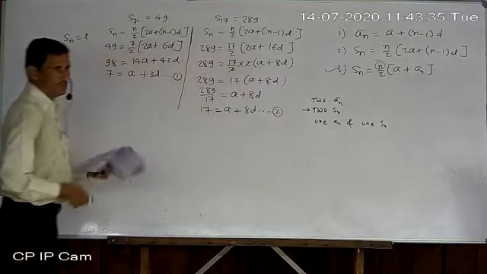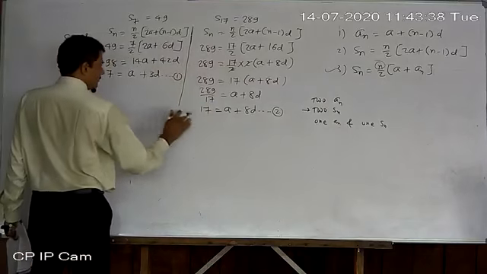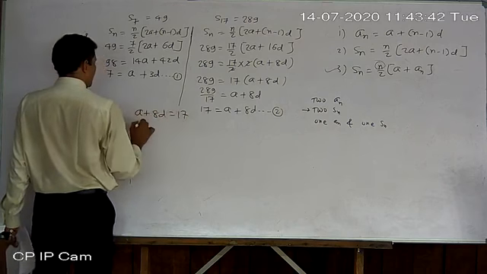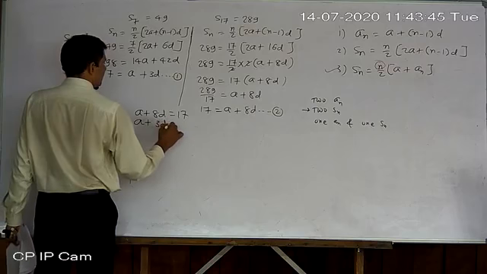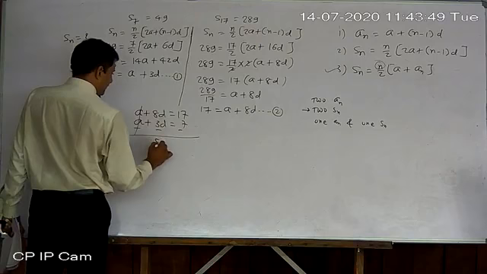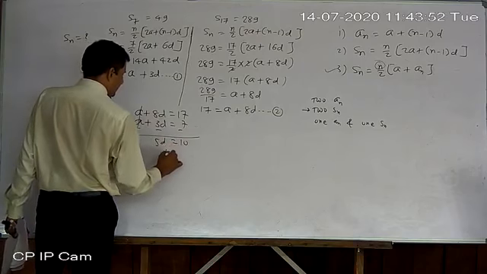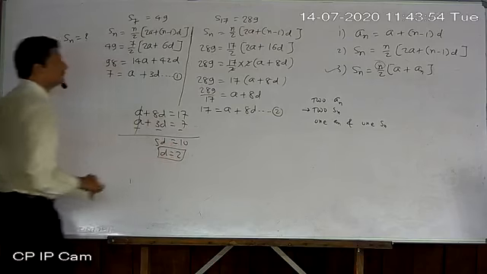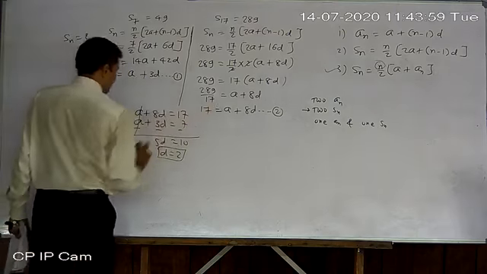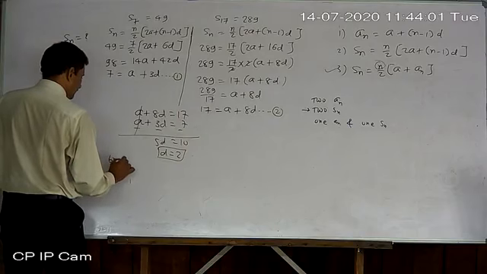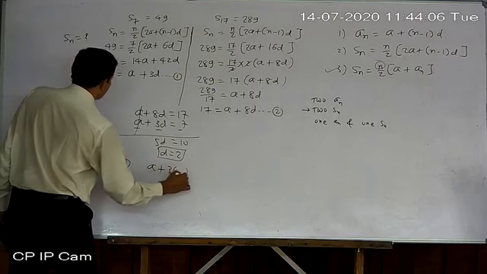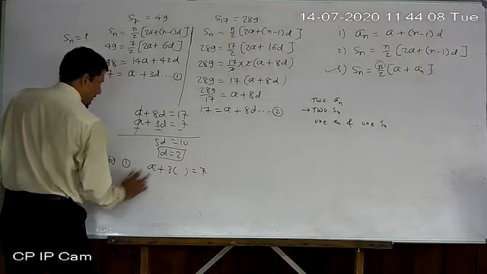Now look, nothing is new, just solve the 2 equations. So a plus 8d equal to 17, a plus 3d equal to 7, minus, a cancels, 5d equal to 10, d equal to 2. So we got d as 2. Now use either the first or second equation. So by equation 1, write down a plus 3d equal to 7, but d is 2.